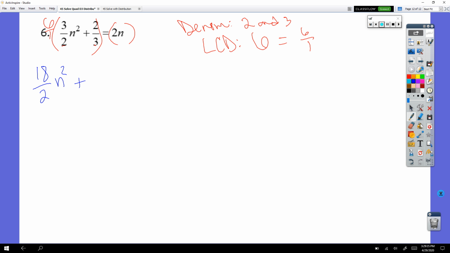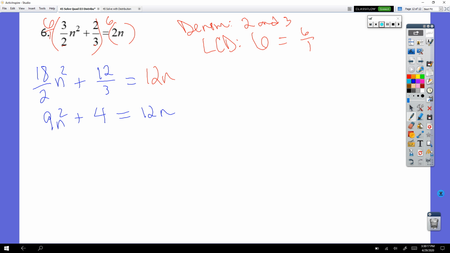Now I'm going to multiply and do my second term. So I'm going to do 6 over 1 times 2 over 3. So I'm thinking 6 times 2 for the numerator and 1 times 3 for the denominator. And I also need to multiply the right side by 6. So I'm going to have to do 6 times 2. That is 12n. And if you look at each of the fractions that's remaining from that multiplication, do you notice that each of them becomes an integer? So 18 divided by 2, we know how much that is. That's 9. 12 divided by 3, we know what that is. That's 4.